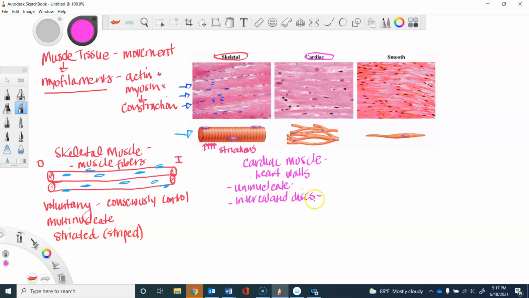And inside those discs are desmosomes, which keep the cells together when the heart is beating, and gap junctions. And it allows the cells to communicate with one another, shares their cytoplasm. So they look a little bit like this. And these cells are also branched. So I want you to note that. So they look a little bit like this.